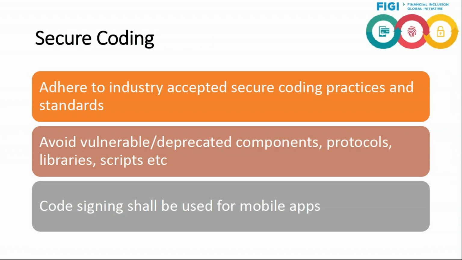And then there is a requirement of secure coding, and there are a lot of standards in place for secure coding best practices. We are requiring that the app owners require their developers to adhere to industry accepted secure coding best practices and standards, and avoid vulnerable deprecated components, protocols, and libraries as standard practice. And then code signing shall be used for mobile apps, so that you can be sure that the code developed by a certain developer is for that particular regulated entity.